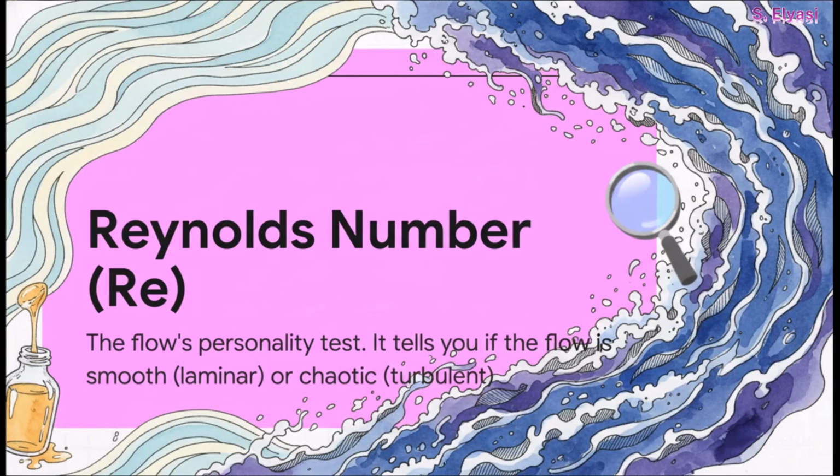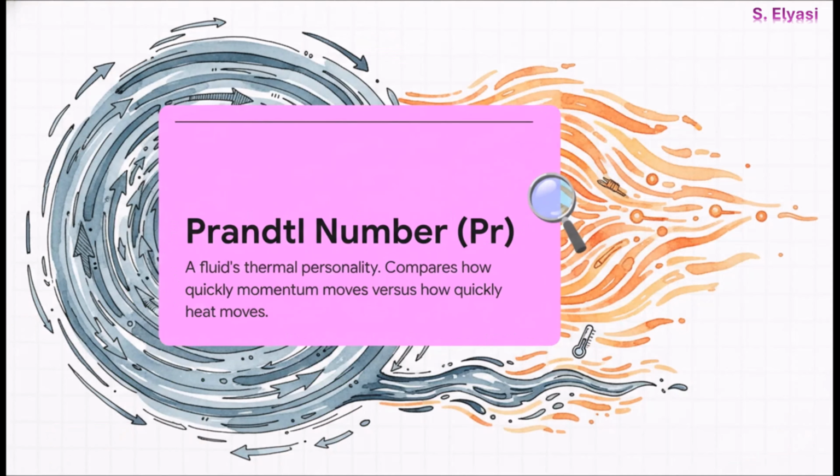First up, the Reynolds number, or Re. I love this one. Think of it as the flow's personality test. A low Reynolds number means the flow is laminar. It's smooth, it's predictable, kind of like honey slowly pouring out of a jar. But a high Reynolds number, that means the flow is turbulent. It's chaotic, it's swirling like a raging river. And that difference between laminar and turbulent is probably the single most important decision you'll make when you start a problem.